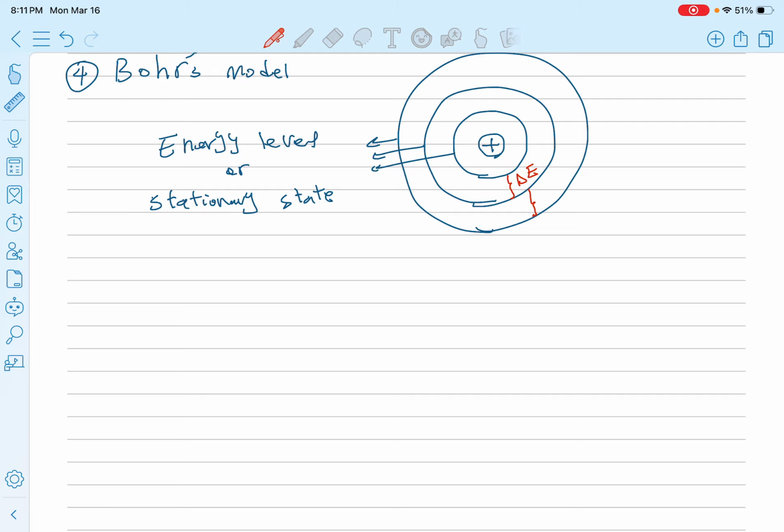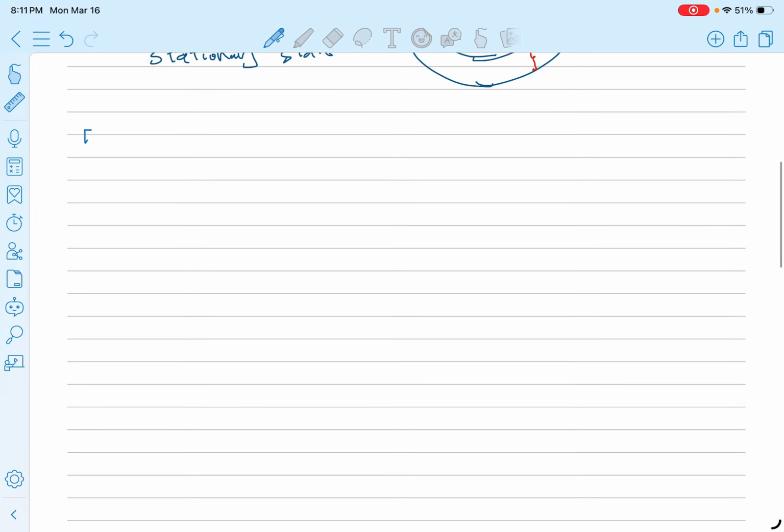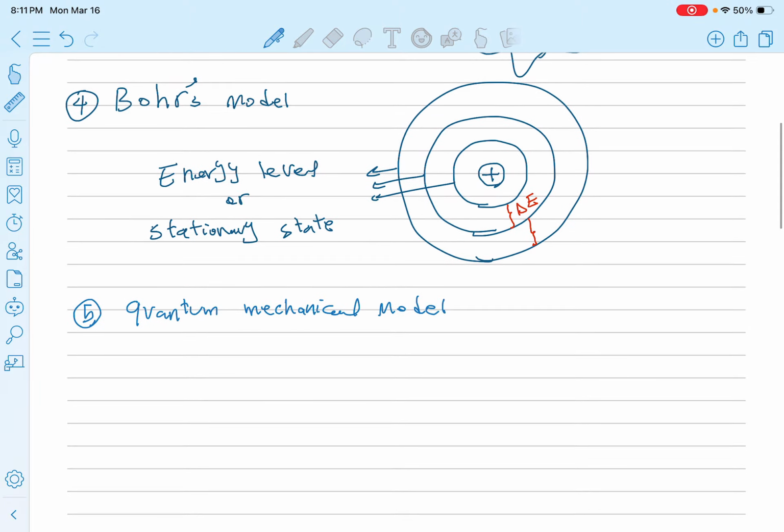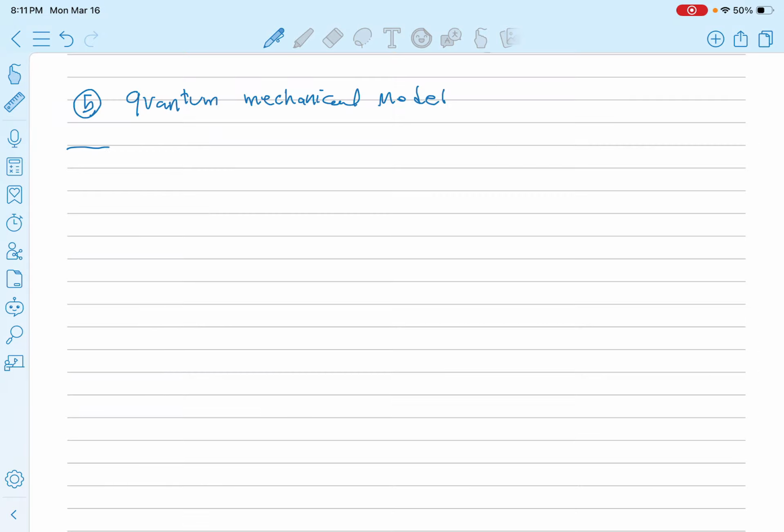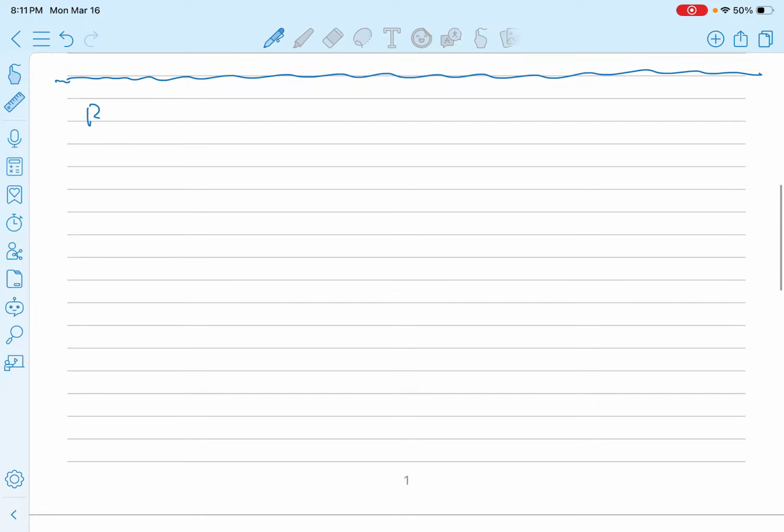The next model for an atom is the quantum mechanical model, introduced by Schrödinger. But in grade 11, we are not focused on this model. In grade 11, we are focused on the Bohr model. Then in grade 12, we expand on the quantum mechanical model. That's why I am focusing on the Bohr model in grade 11. That is really important.